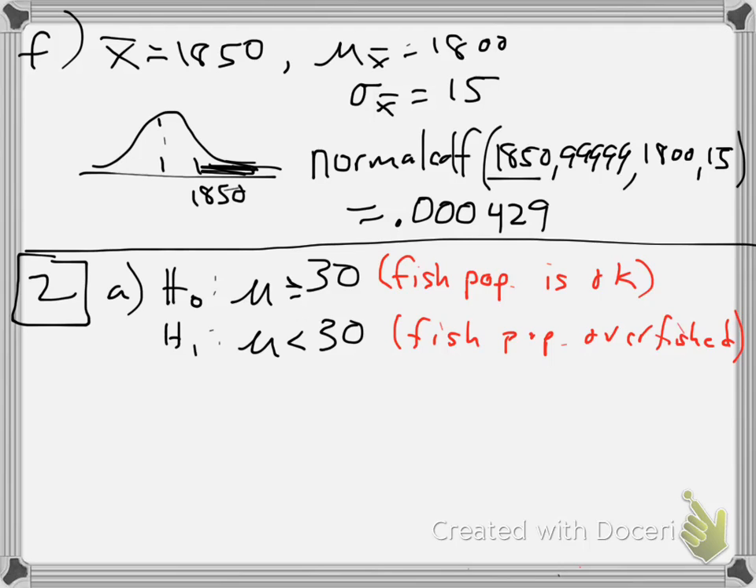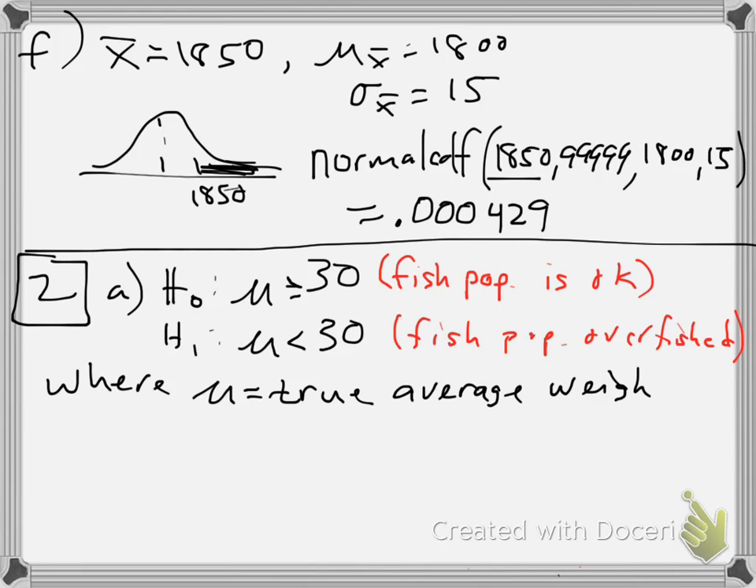So this is going to help me, especially in part B, where I'm going to find type 1 and type 2 error. But let me define my parameter first, where mu is going to equal the true average weight. I'm going to put the true because it represents all of the population. It's a parameter. The true average or mean weight of yellowfin tuna.